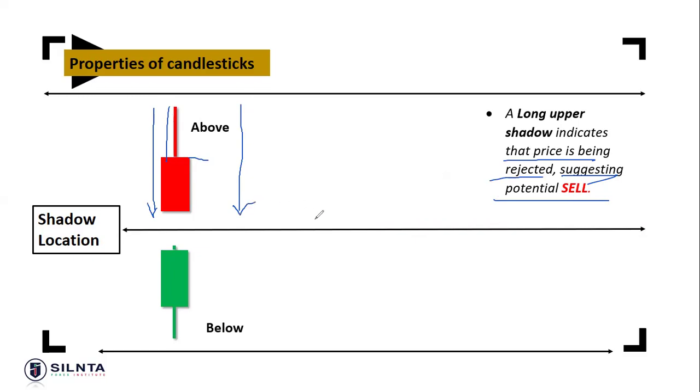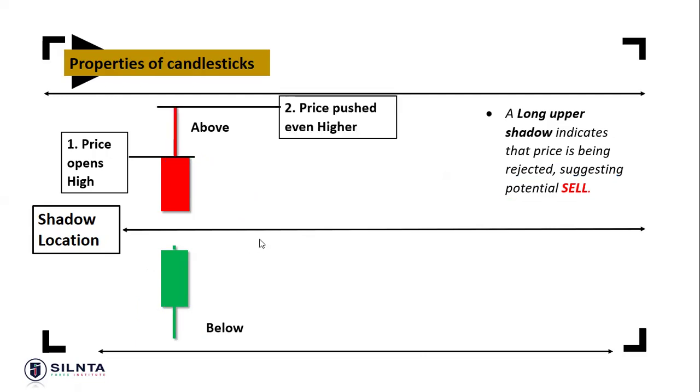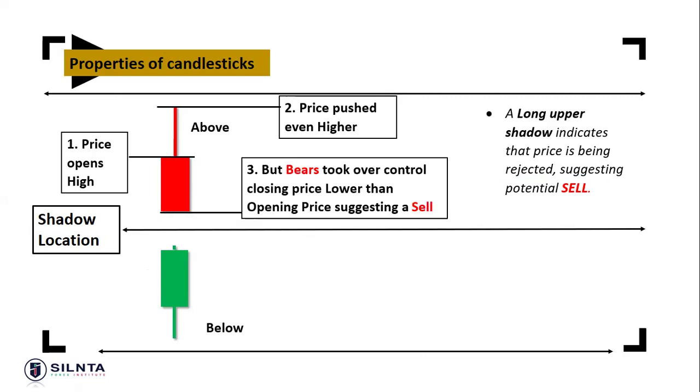It indicates selling pressure. And then when you have a shadow at the bottom, it indicates buying pressure, because the price opened here and then it went down. And then buyers came in to push the price until right there. It indicates buying pressure. That is, the price opens high, price pushed even higher, you see, but bears took over control, closing price lower than the opening price, suggesting a sell. Are we fine?